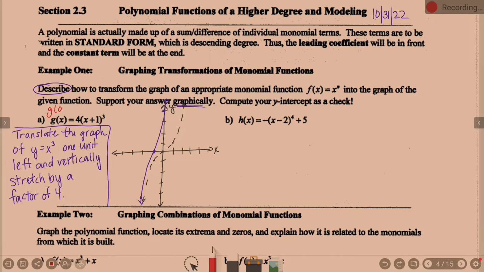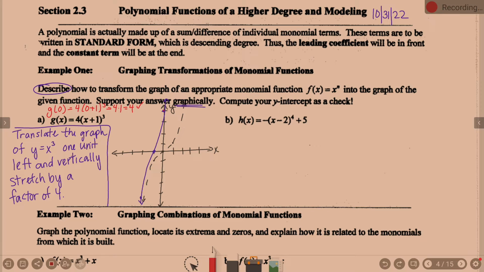So if you plug in, and I'm just going to squeeze it right in here, if you plug in 0, 4 times 0 plus 1 to the third. Well, 0 plus 1 is 1. 1 to the third is 1. 4 times 1 is 4. Did that happen to match up? Yeah. That happens to match up with the point that we already have there. So that's just kind of a check, kind of a reassurance there.